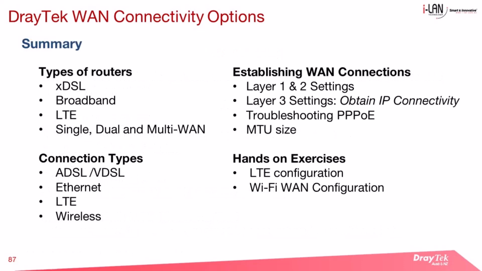Right, that's it for today. So we looked at the different types of routers, which were XDSL, broadband, and LTE routers. Those are available in either single, dual, or multi-WAN versions. We also looked at the different connection types, including ADSL, VDSL, Ethernet, LTE, and wireless WAN. We had a brief look at the steps involved in establishing WAN connections, as well as why you need to consider MTU. We also had a couple of hands-on exercises, which were mostly successful, except for that last one, which wouldn't seem to connect for some reason.